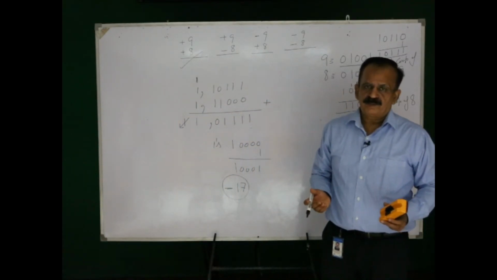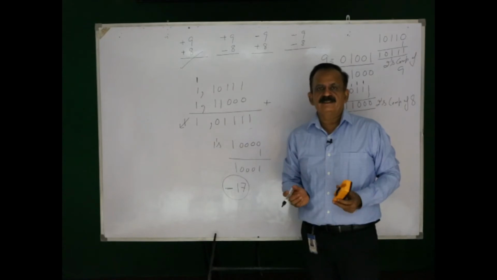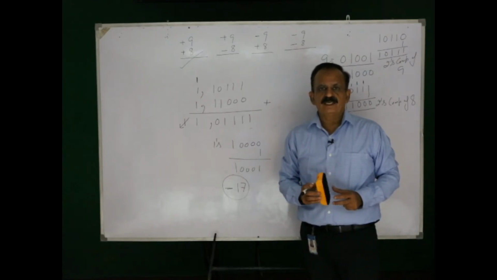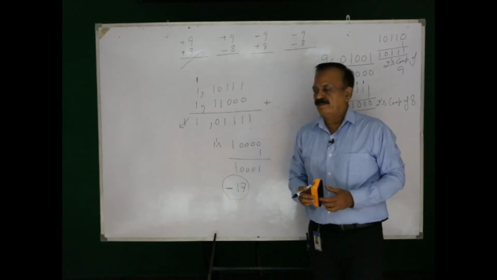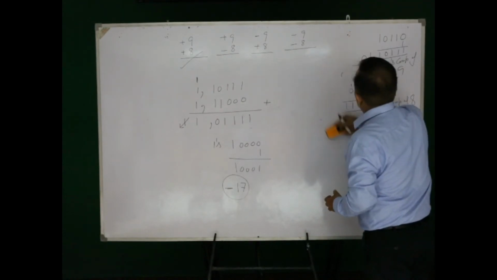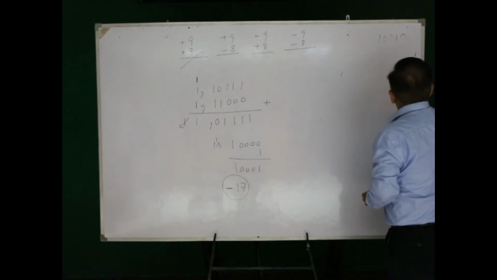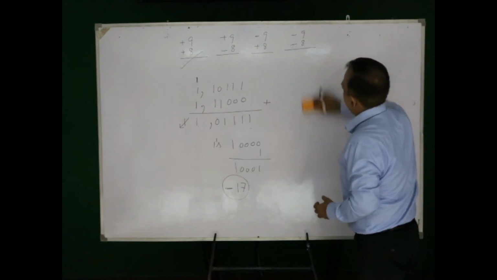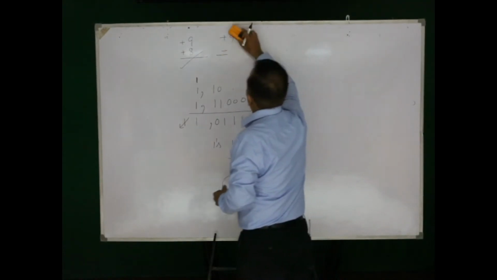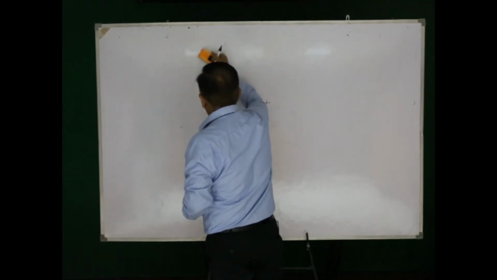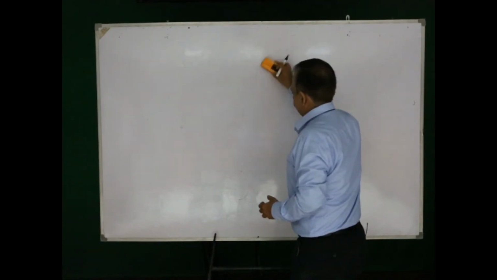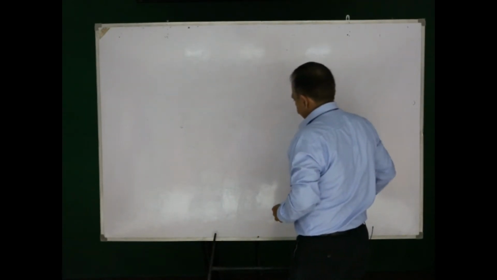This is how signed numbers are added or subtracted by using the 1's and 2's complement method. One thing is very important. You must remember that we will be taking the 1's and 2's complement only of the negative numbers. These are only for the negative numbers.